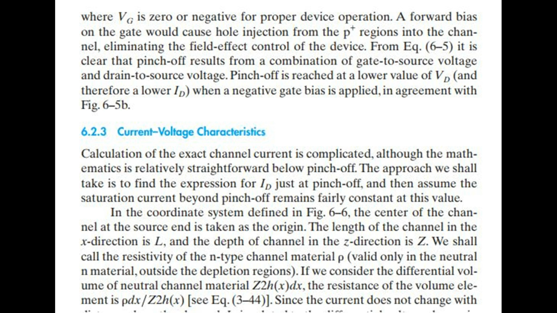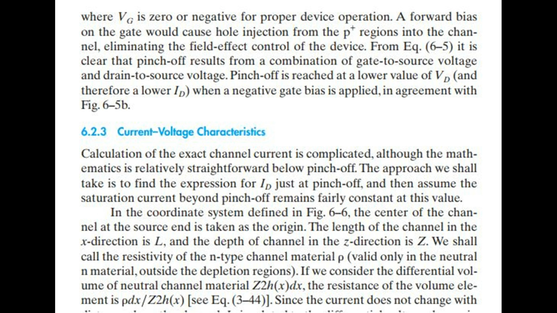From Eq 6.5, it is clear that pinch-off results from a combination of gate-to-source voltage and drain-to-source voltage. Pinch-off is reached at a lower value of Vd, and therefore a lower ID, when a negative gate bias is applied, in agreement with Fig 6.5b. Current-voltage characteristics. Calculation of the exact channel current is complicated, although the mathematics is relatively straightforward below pinch-off. The approach we shall take is to find the expression for ID just at pinch-off, and then assume the saturation current beyond pinch-off remains fairly constant at this value.